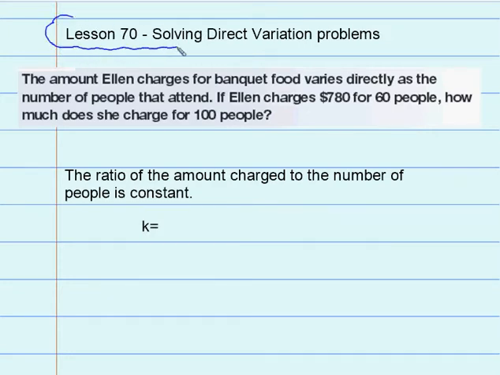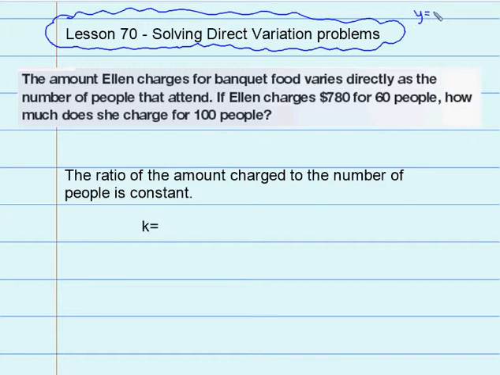Okay, class, this is lesson 70 for course 3, solving direct variation problems. So remember, direct variation is going to be y equals k, the constant of proportionality, times x. The graph is going to be a line, and it will include the origin in it.